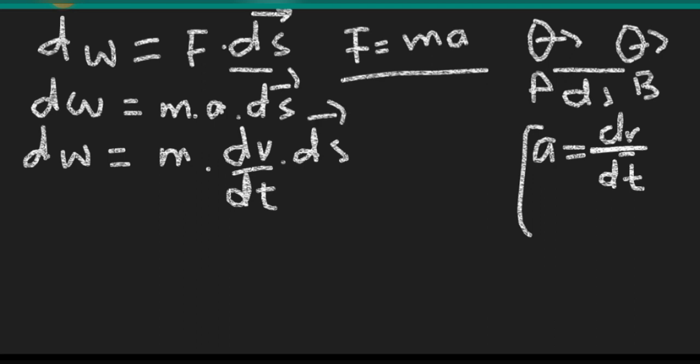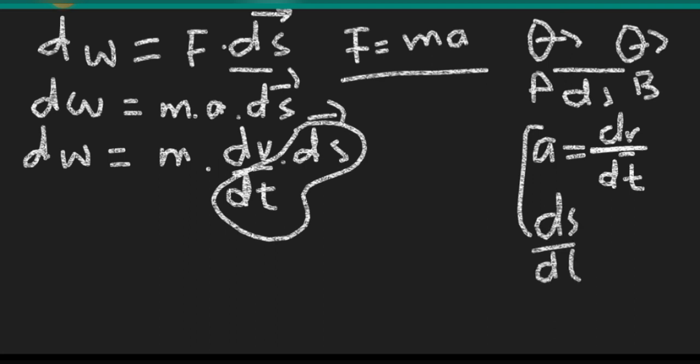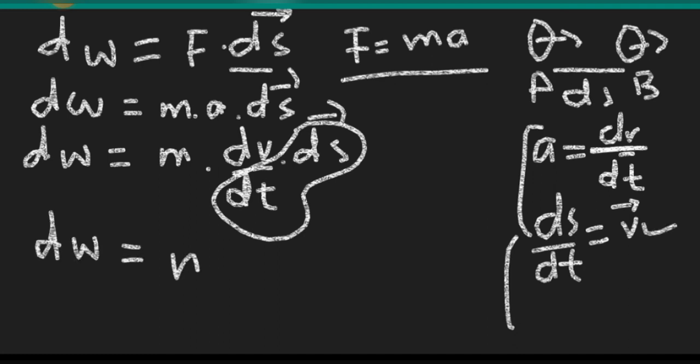We know that this factor ds by dt is equal to v, the velocity of an object, or we can say the instantaneous velocity of an object is equal to ds by dt. So in place of ds by dt we can write v, so dW will be equal to m dv multiplied by v.